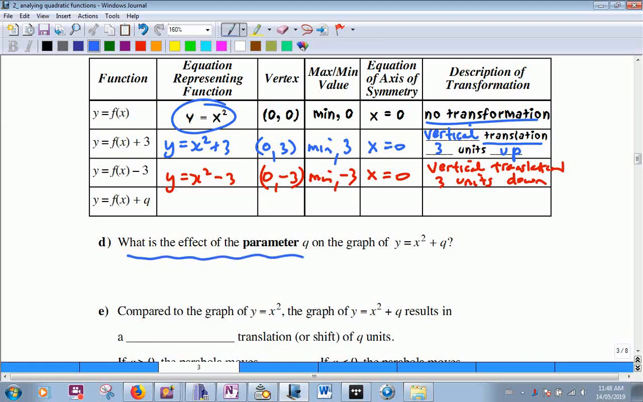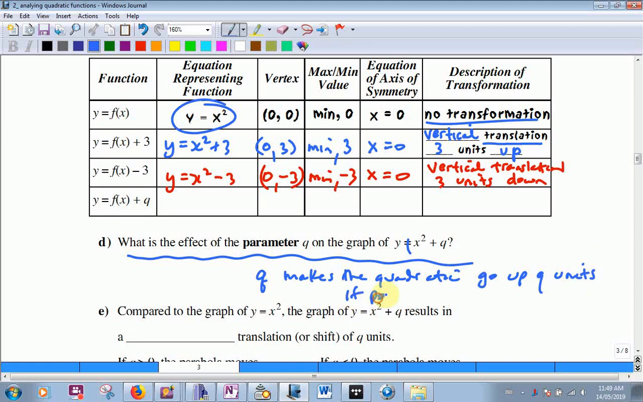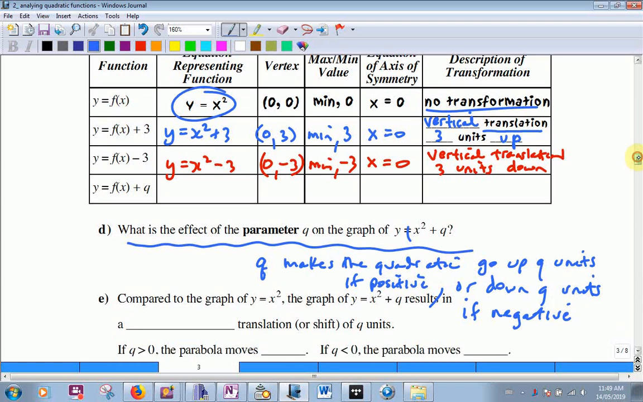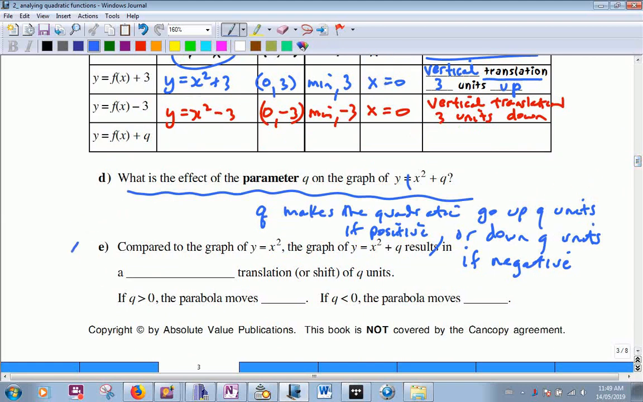So, summary, what's the whole point? What does Q do to a quadratic? When you add some number at the end of this, Q makes the quadratic go up Q units if positive, or down Q units if negative. Okay? And they have a bunch of blanks here, which basically will summarize to the same thing.